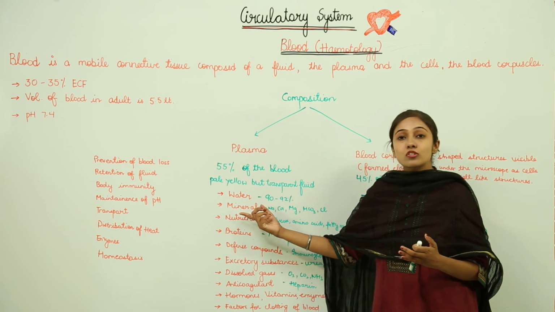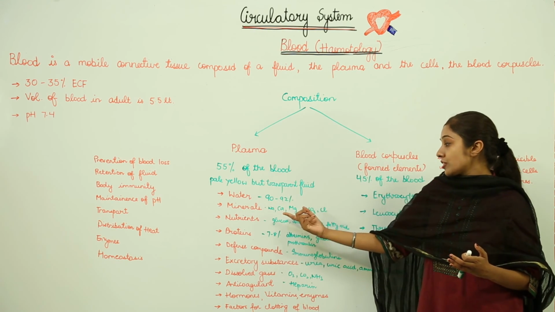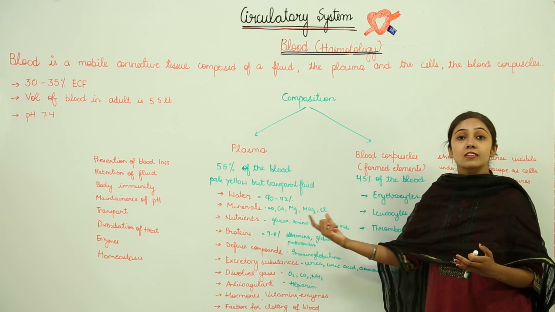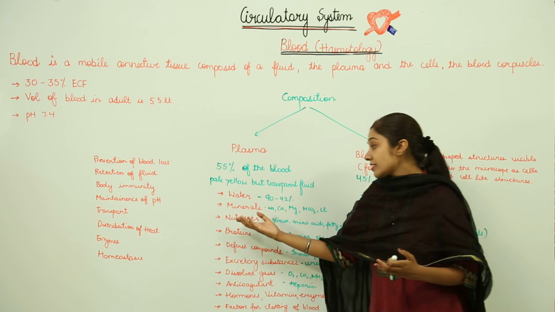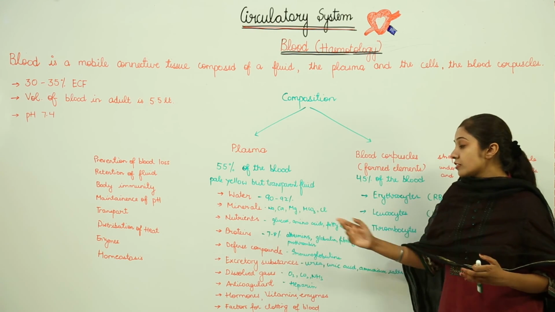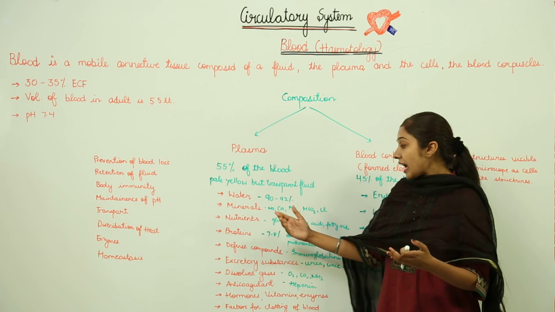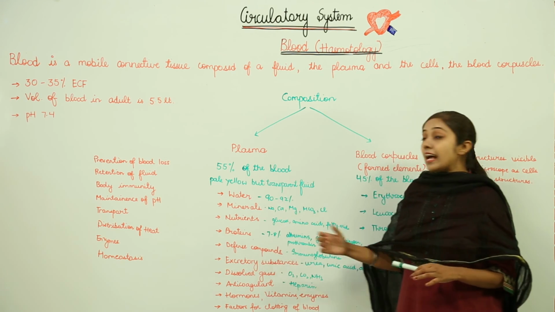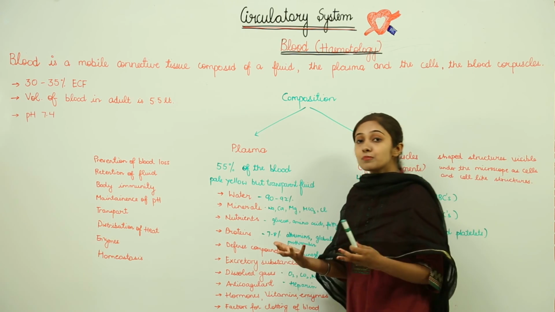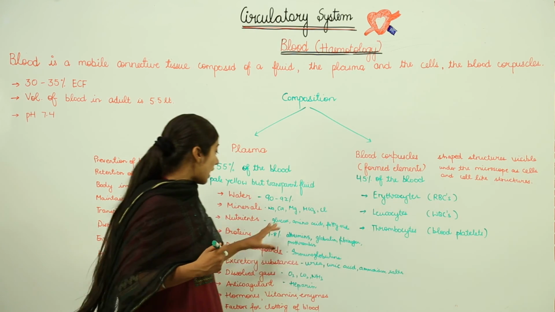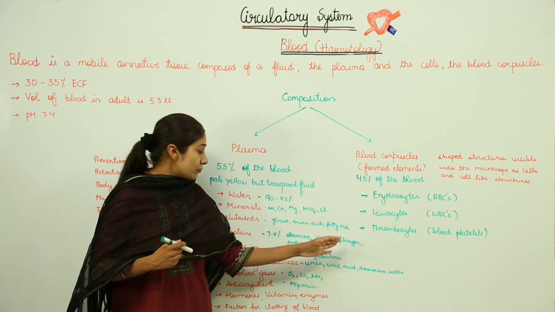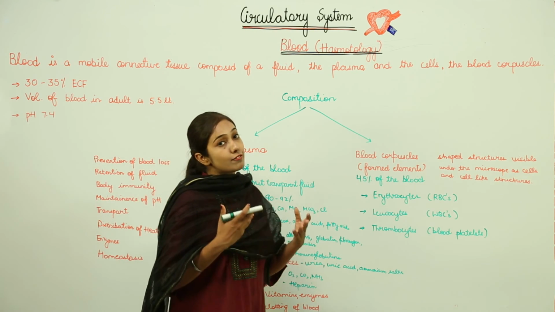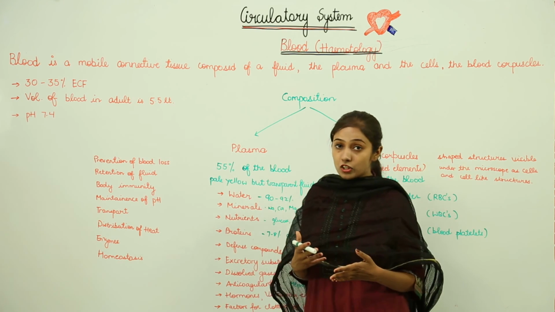It has minerals also, that is sodium, calcium, magnesium. Then there are ions, namely bicarbonate ions, chlorine ions. The nutrients are also there: glucose, amino acids, fatty acids, lipids. Then we have proteins. Proteins form 7 to 8% of the plasma, and the main important major proteins in the blood plasma are the albumins, globulin, fibrinogen and prothrombin, right? You will also come to know about their functions, how they help in blood clotting.